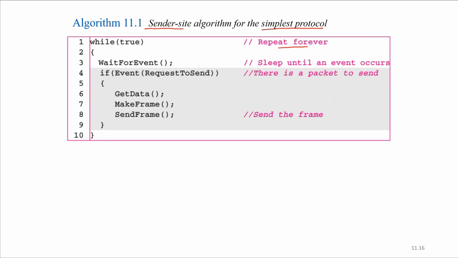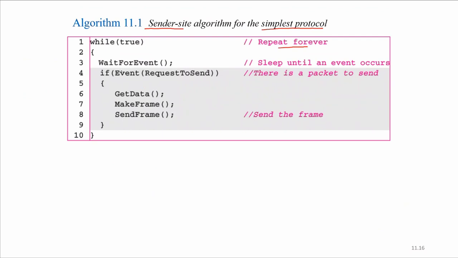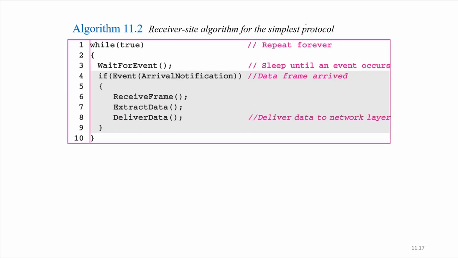The first step is to wait for the event. So the sender should be waiting for an event. Event means a notification or request from the network layer. If the event is a request to send, and that event is activated, then the data link layer will get the data, make a frame, and send the frame. If there is no event from the network layer, it will keep on waiting. If there is an event, it will do this. So this is how the algorithm for the sender side is implemented for the simple protocol.